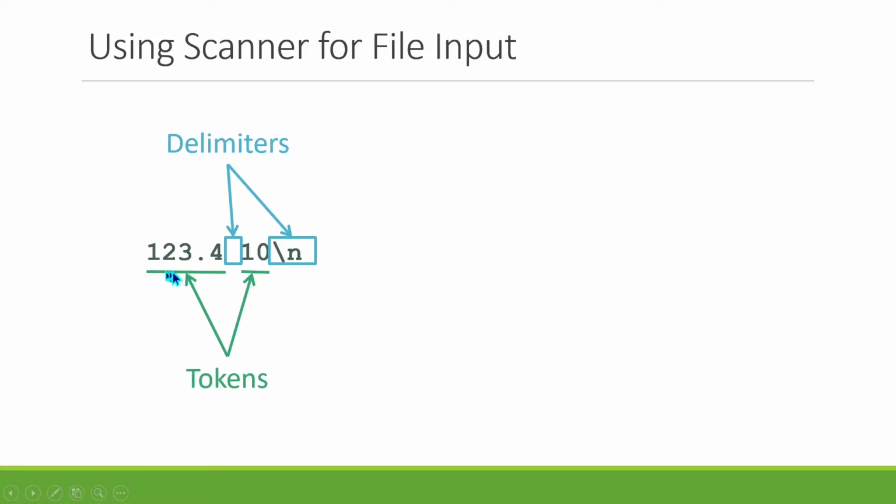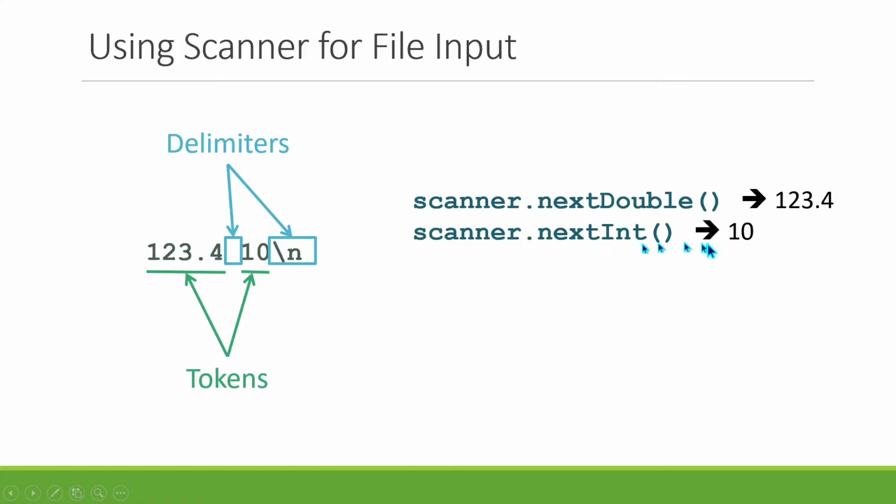So if I chose to take a scanner and invoke next double, that would return the first token, which is 123.4, and then if I invoke next int, it'll read the second token and return that, which is 10. What these methods actually do is they read in the data as a string and then they try to parse it. So it's actually reading 123.4 as a string and then it's parsing it into a double. And then next int is reading the 1 and the 0 as a string and then parsing that into an integer, or an int if you want to be correct.